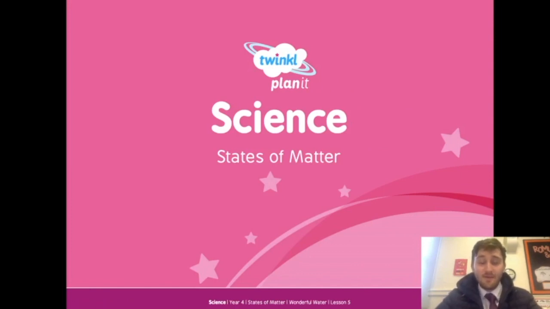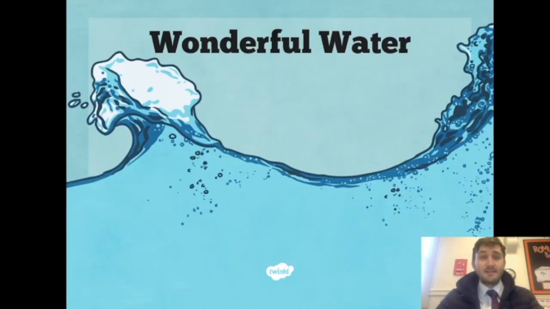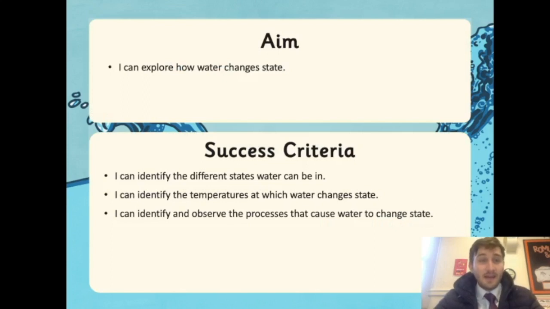Now we're going to continue on with our topic of states of matter, and today we're going to be looking at wonderful water. Now our aims: I can explore how water changes state. And our success criteria, so what I want to see from you guys: I want you to identify the different states that water can be in. I can identify the temperatures at which water changes state, and I can identify and observe the processes that cause the water to change state.